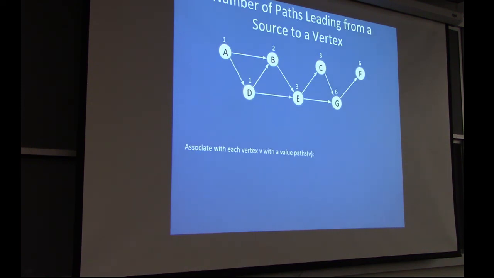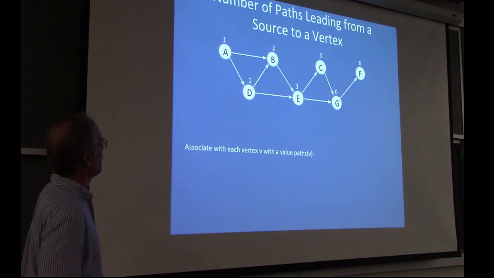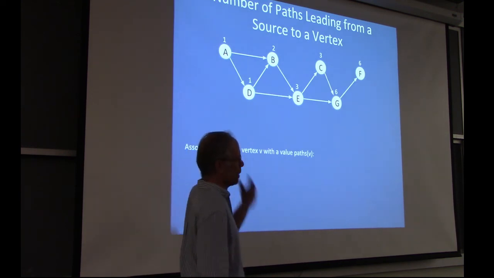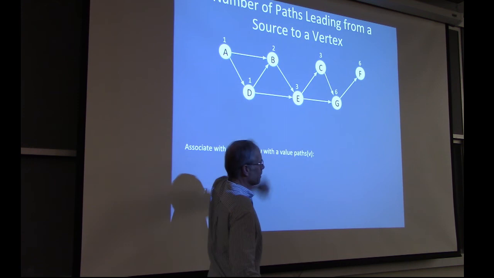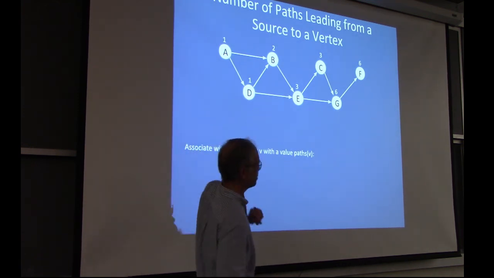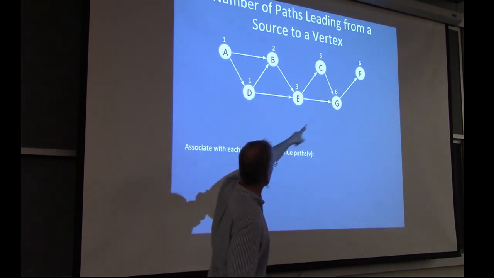Okay, what about this problem? I want to know the number of different paths there are leading from a source to a vertex. So I've solved the problem up here. There's one way to get to A. We'll just say there's one way to get to a source. How many paths are there to get to B? One. You go from A to B. How many ways are there to get to D? Two. A to B, or A to D to B, and so on. There's 6 ways to get to F.